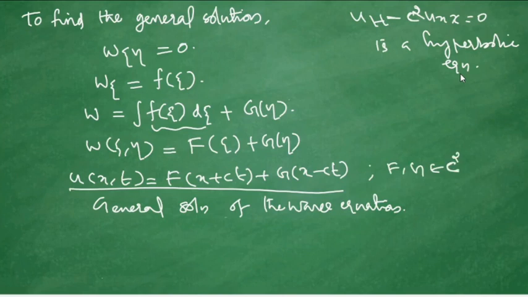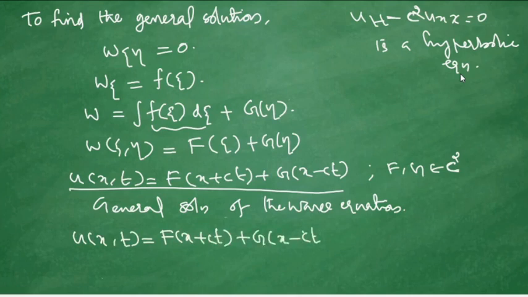Let this be equation number 4. That is, the solution u(x,t) = f(x + ct) + g(x - ct) is the general solution. We call it equation number 4. Or conversely, that means the general solution of the wave equation.